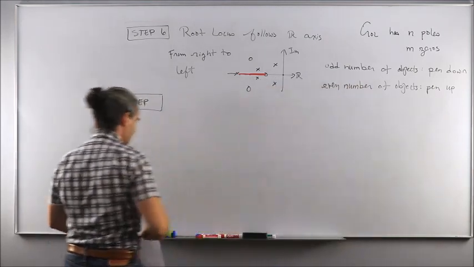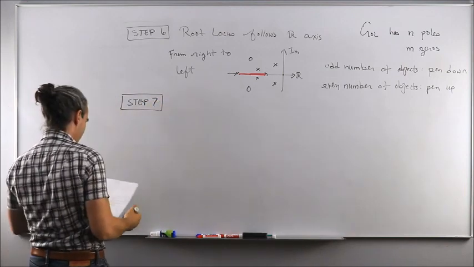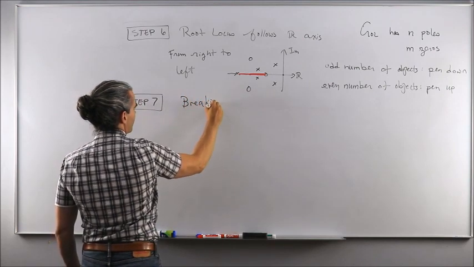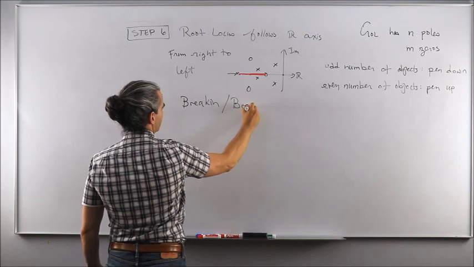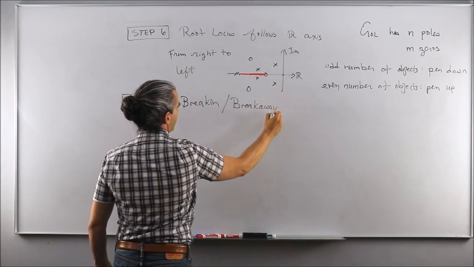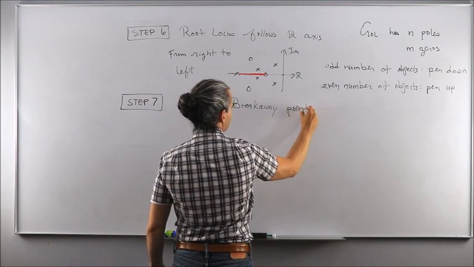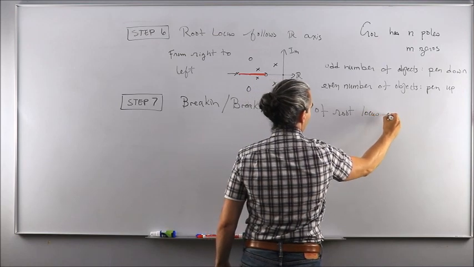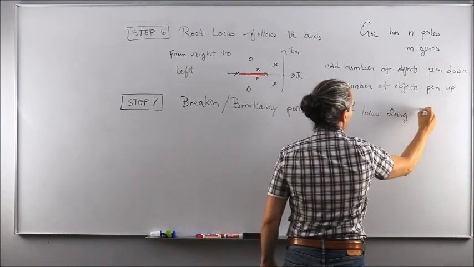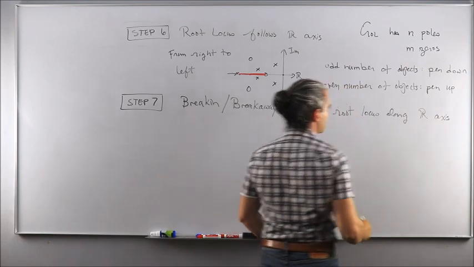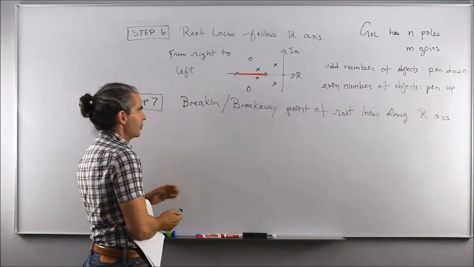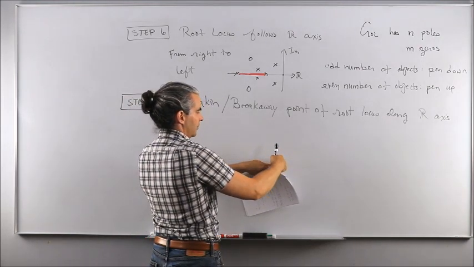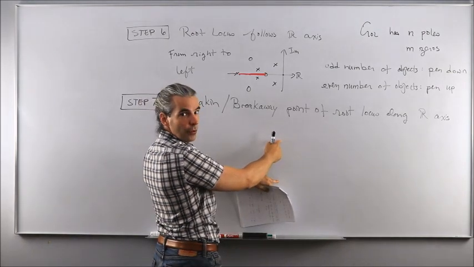Okay, almost done already. Step number 7. In step number 7, we want to figure out the break-in and or breakaway points of the root locus along the real axis. Break-in or breakaway point is whenever you had poles moving along the real axis and they meet each other and they knock themselves out of the real axis, that will be a breakaway point.